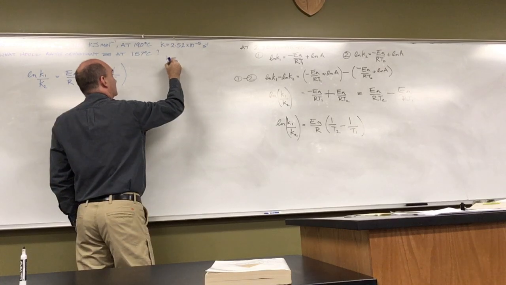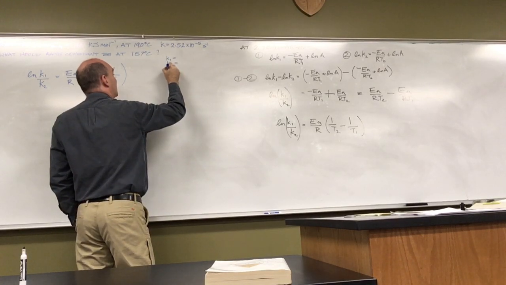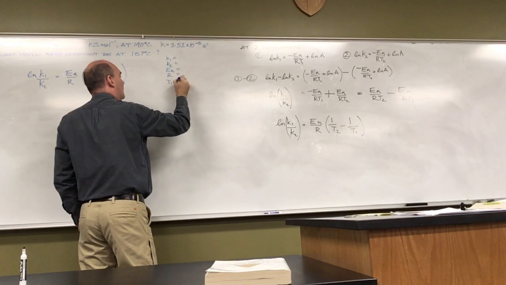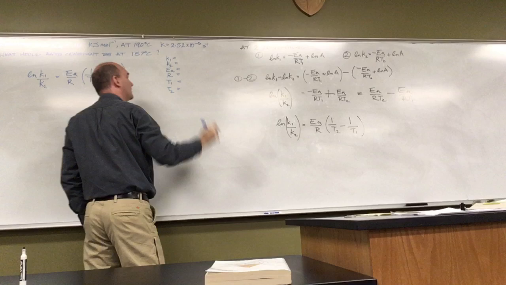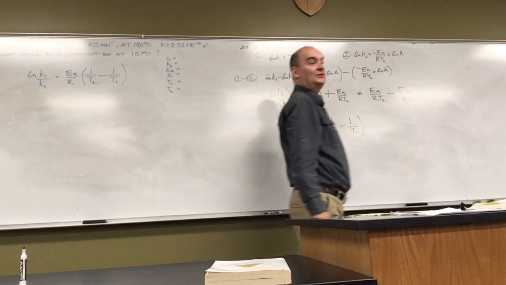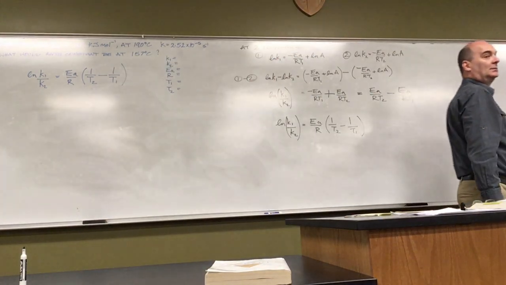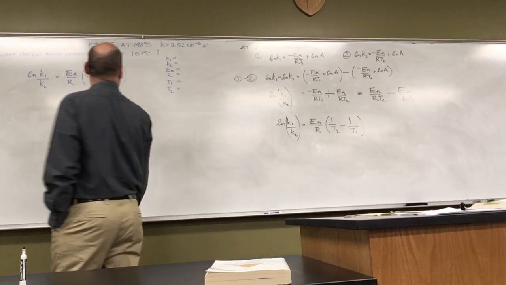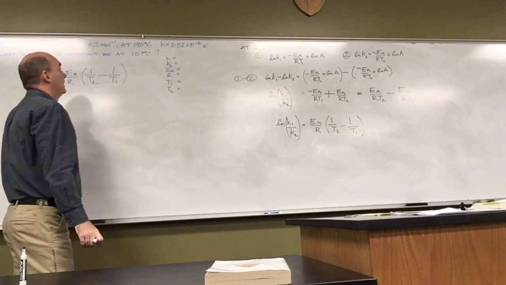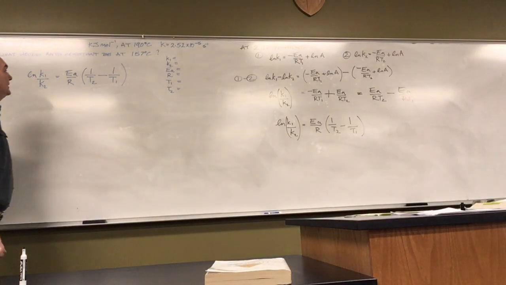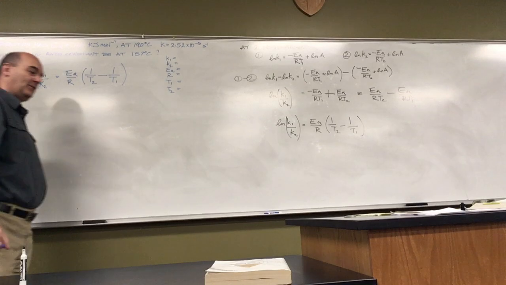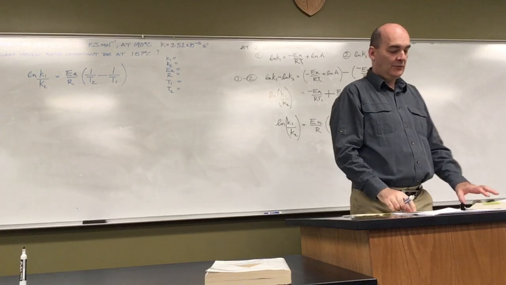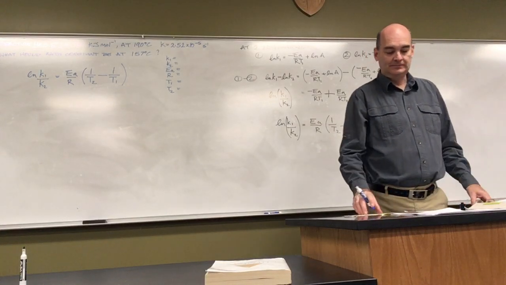K1 equals, K2 equals, EA equals, R equals, T1 equals, T2 equals. This is just good housekeeping. It's prudent to do this. Okay, K1 will be the value of the rate constant at the first temperature.